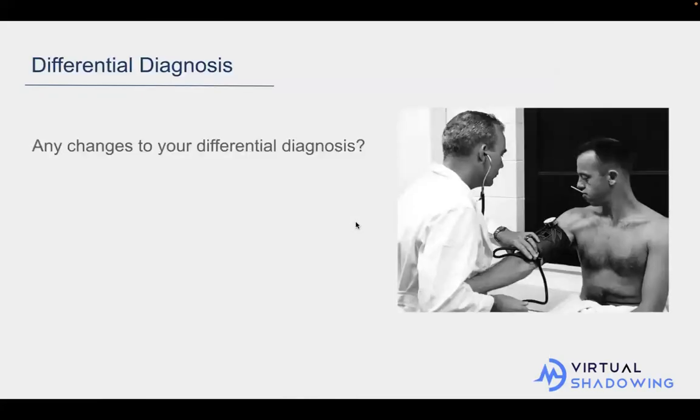Okay, now that we have some more data, we've looked at the EKG, we've looked at the chest x-ray, we had some labs. How does this change our differential? What do we think is most likely other than endocarditis?